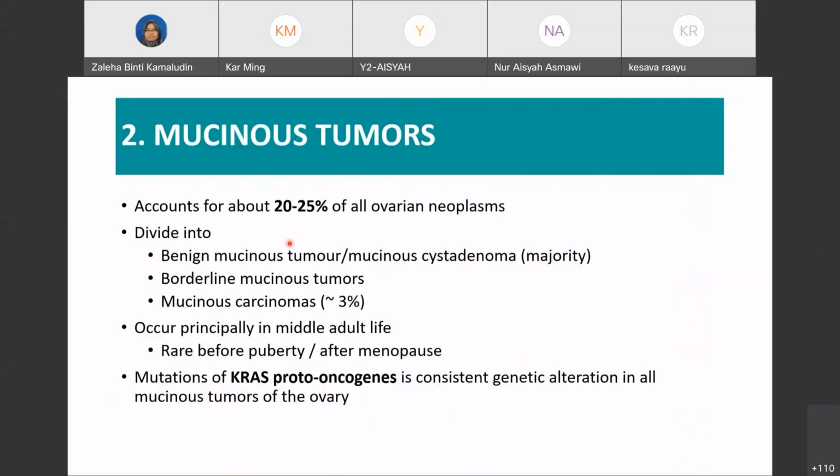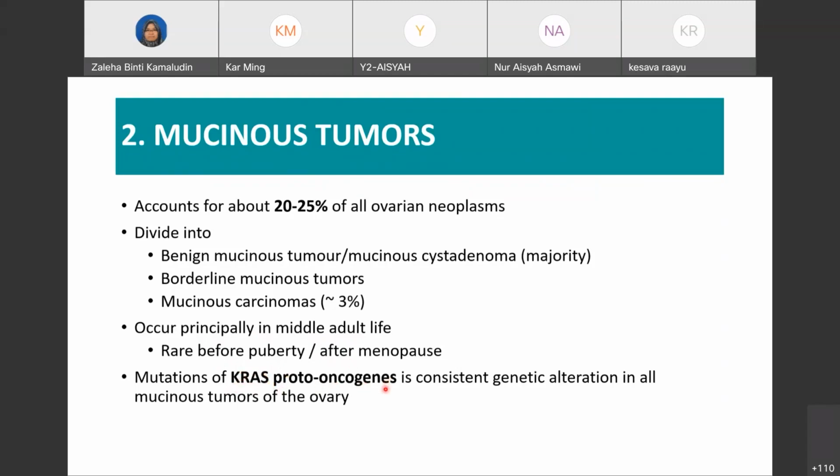This mucinous tumor accounts for about 20 to 25% of ovarian tumors. Again, it can be classified as benign, borderline, or malignant. Usually this tumor occurs principally in middle adult life, and rarely before puberty or after menopause. And what is the most common mutation for the mucinous tumor? It is actually the KRAS proto-oncogene.